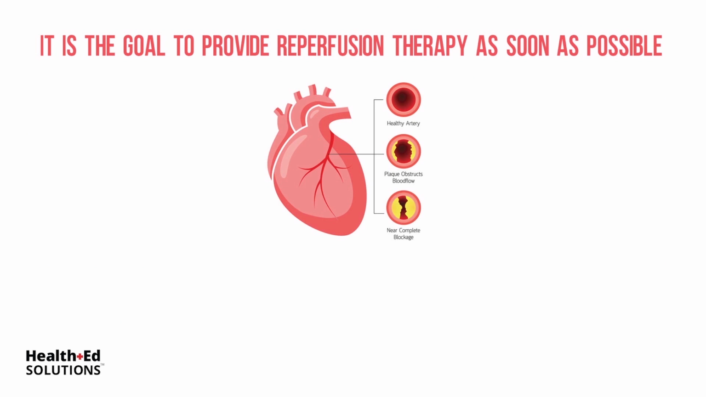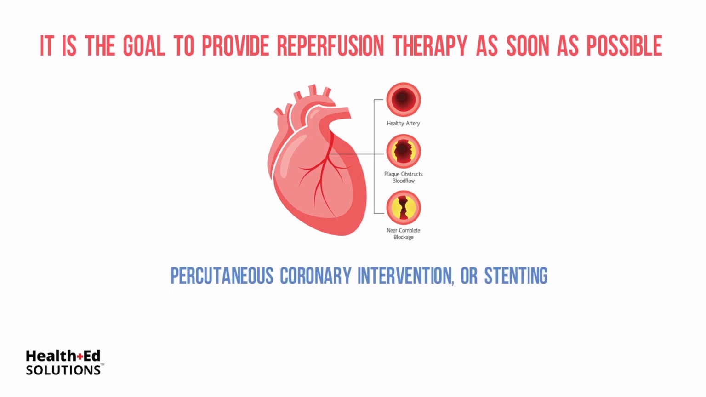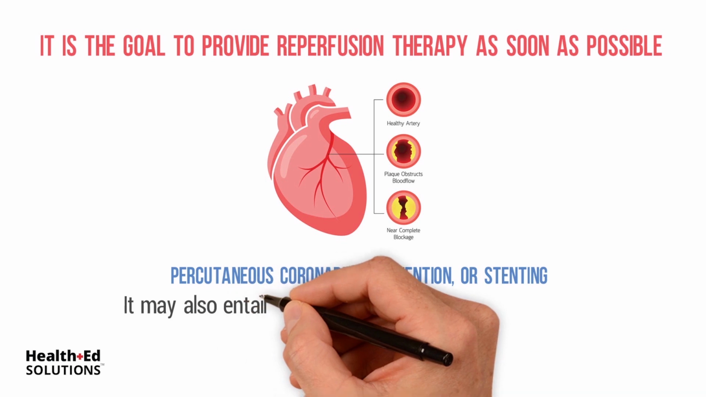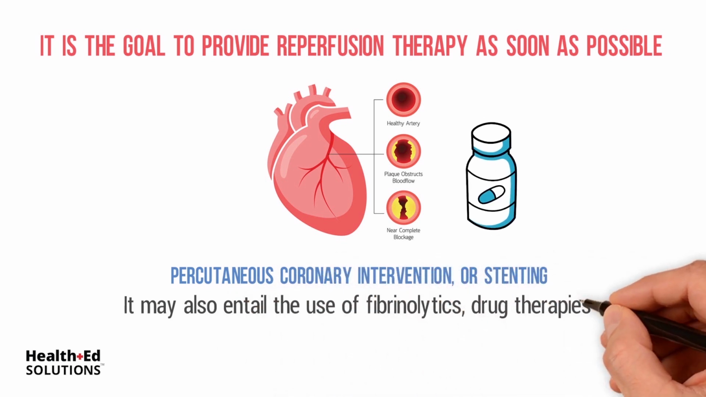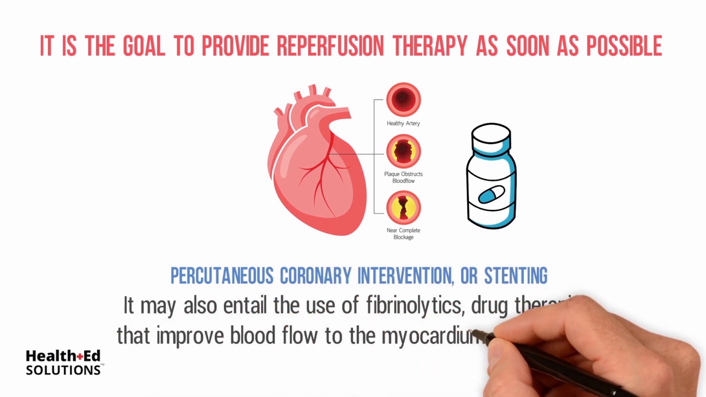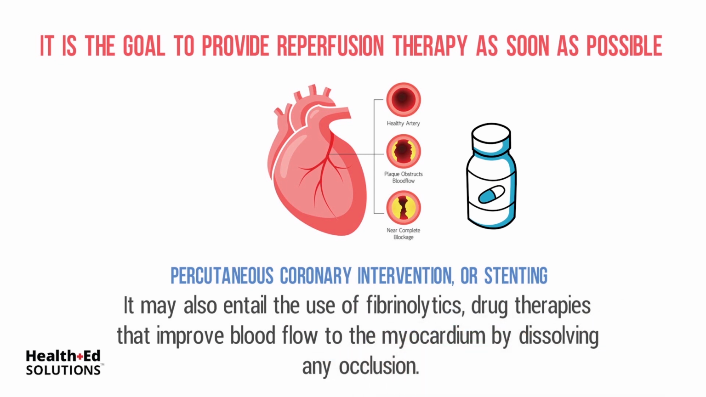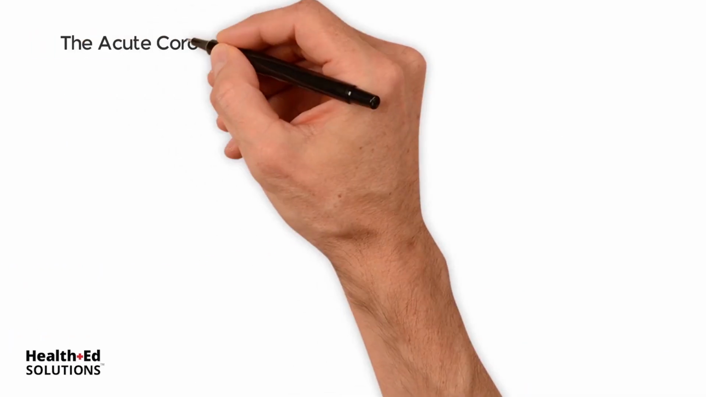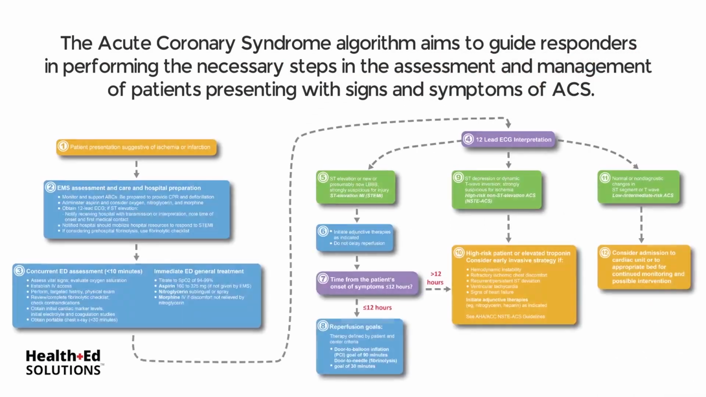Reperfusion therapies aim to dilate the occluded coronary artery. This involves percutaneous coronary intervention or stenting. It may also entail the use of fibrinolytics, drug therapies that improve blood flow to the myocardium by dissolving any occlusion. The Acute Coronary Syndrome algorithm aids to guide responders in performing the necessary steps in the assessment and management of patients presenting with signs and symptoms of ACS.